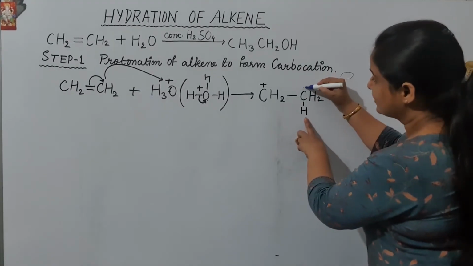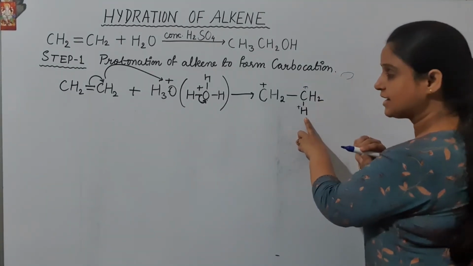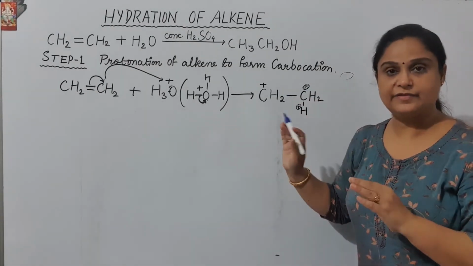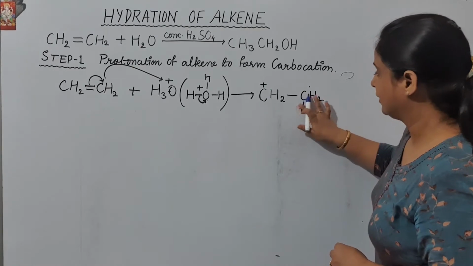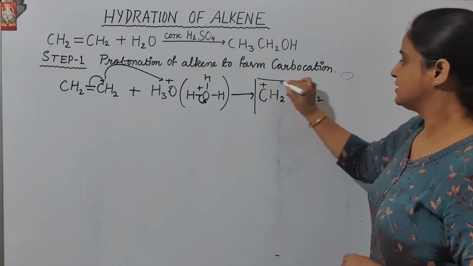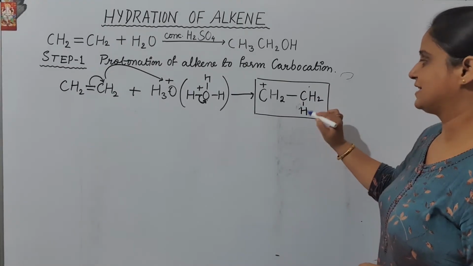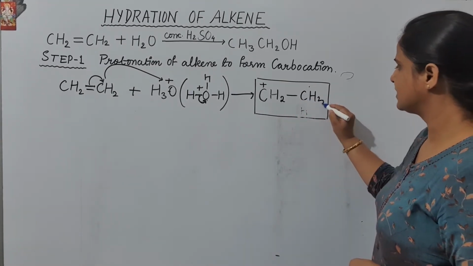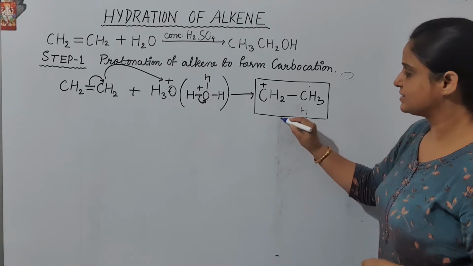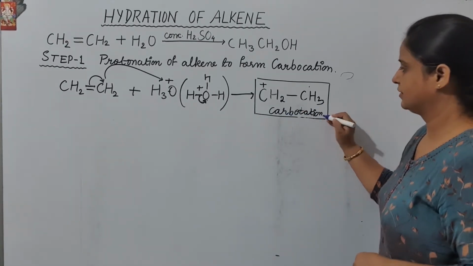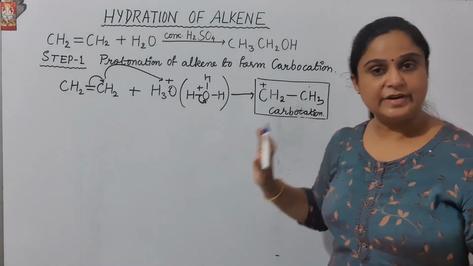This CH2 was negative, but just because this H+ ion is coming to it, the plus and minus will nullify itself. So this is gone. Now the charge comes to CH2 dash CH2H. I can write it as CH2 CH3. So what is this? This is carbocation. I hope it is clear. This is the first step.